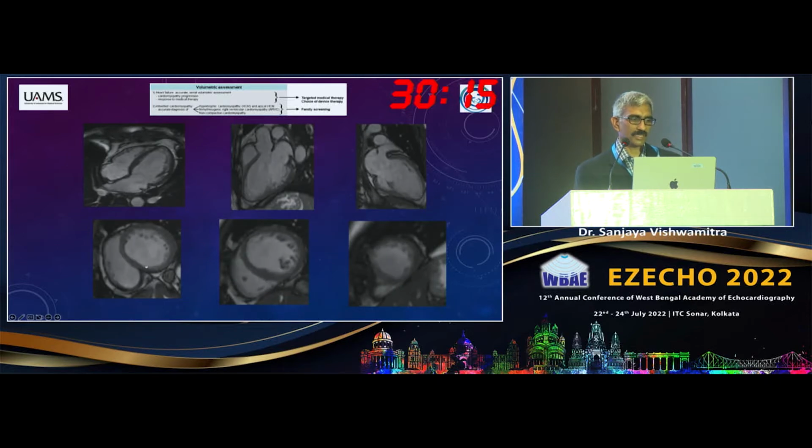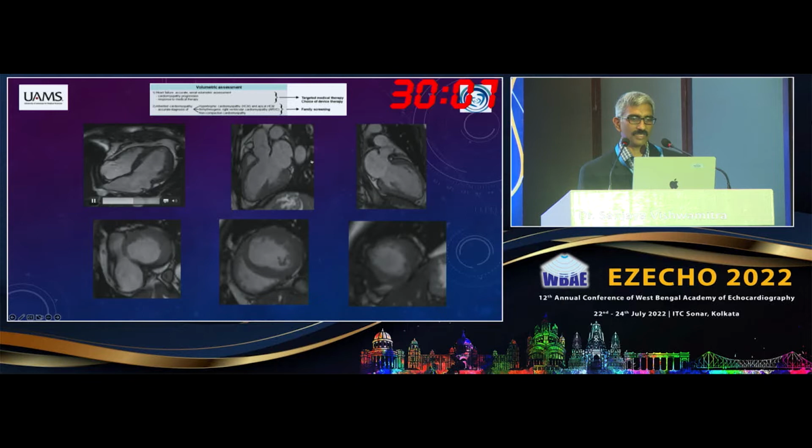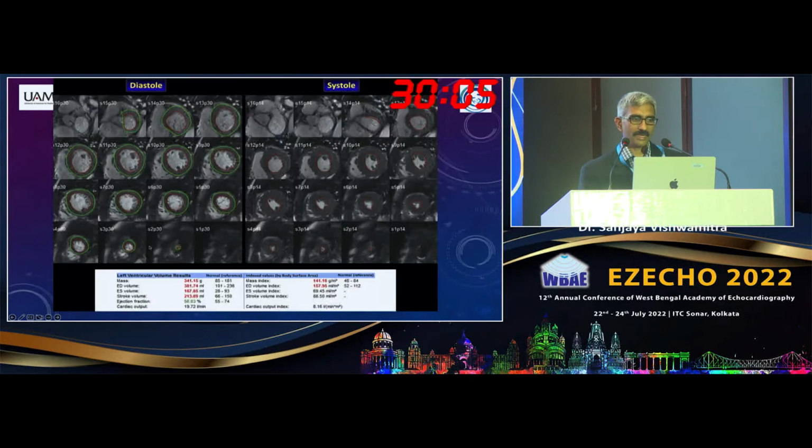You can also see that there is decreased contractility of the septum on the short axis views as well. So you can pretty much look at each of these very carefully. And then by drawing the endocardial and the epicardial margins, you're able to do it in diastole and systole. And using a modified Simpson's method, we are now able to calculate the mass of the ventricle, the end diastolic volume, and systolic volume, and stroke volume, and so on.